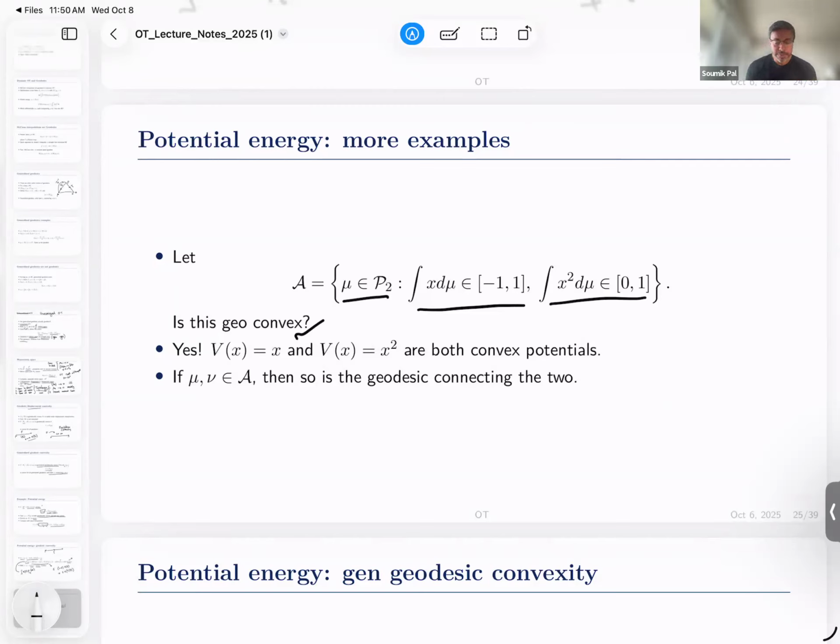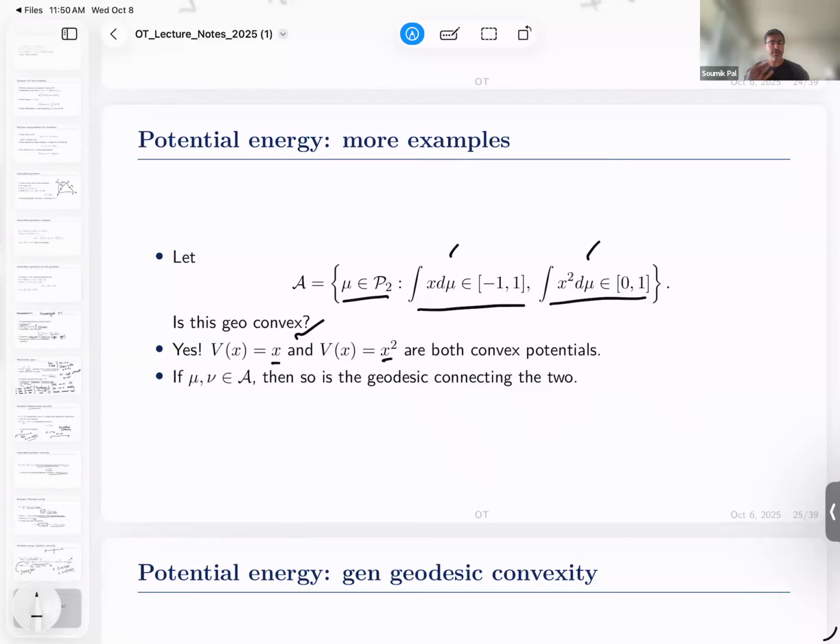Why? Because both these functions, v(x) equals x and v(x) equals x squared, are convex. And so the mean is a geodesically convex function of mu, and the second moment is a geodesically convex function of mu. And I'm looking into a convex set of values, -1 to 1 and 0 to 1. And therefore, I look into the intersection of these two convex sets, and therefore it remains convex.